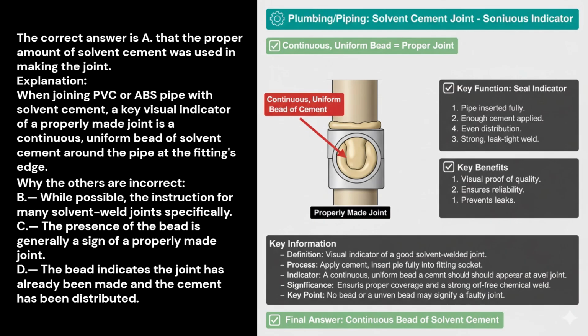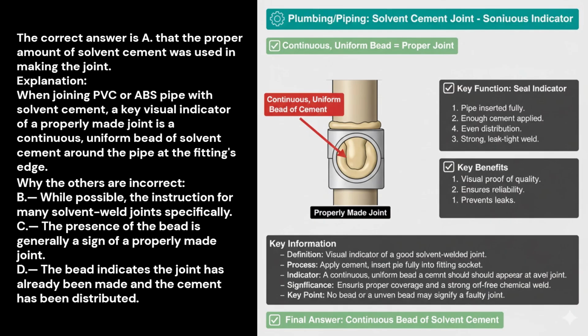While possible, the instructions for many solvent weld joints specifically advise that a continuous bead should appear around the joint as proof of proper application and coverage. A small, uniform bead is the goal, not necessarily excessive. C. An improper jointing was made. The presence of the bead is generally a sign of a properly made joint.